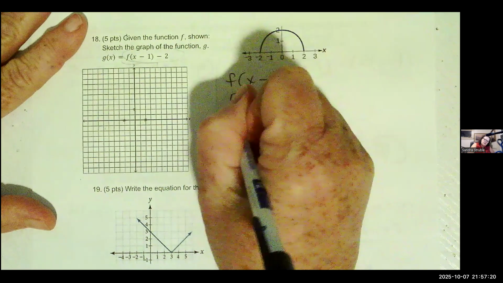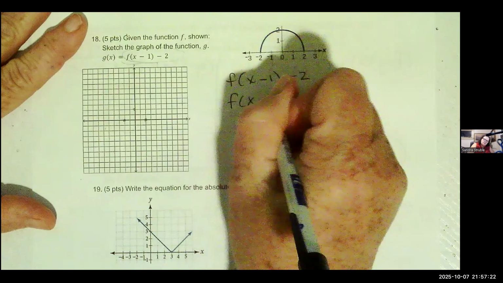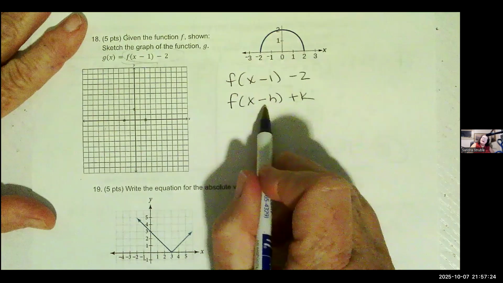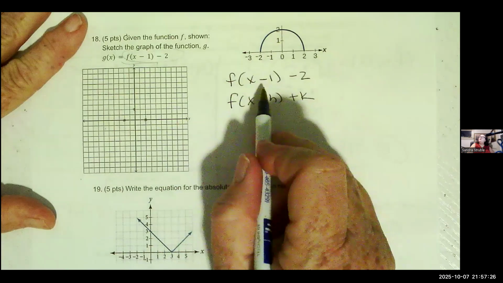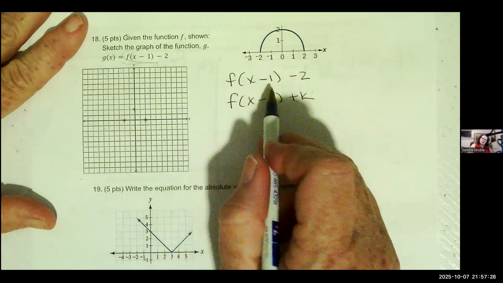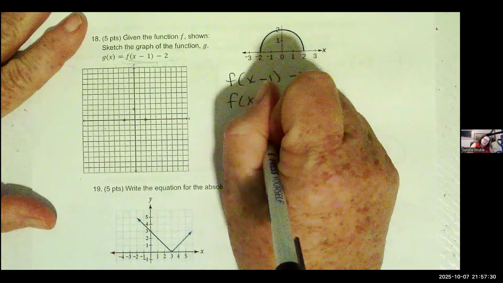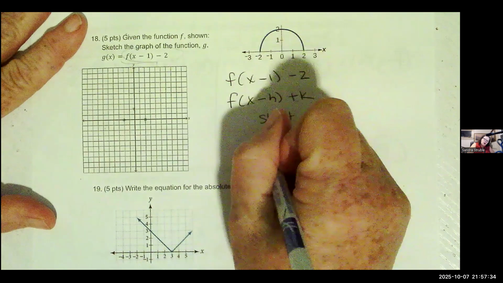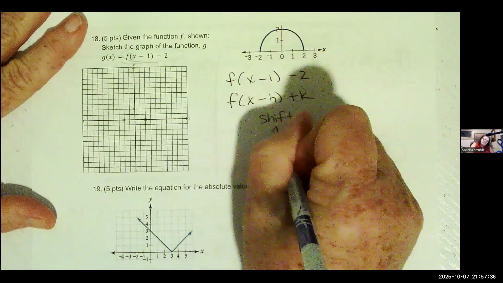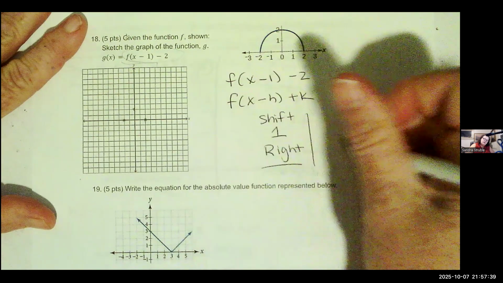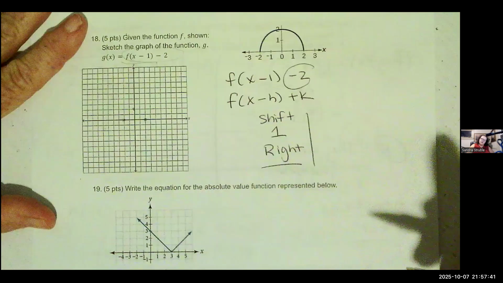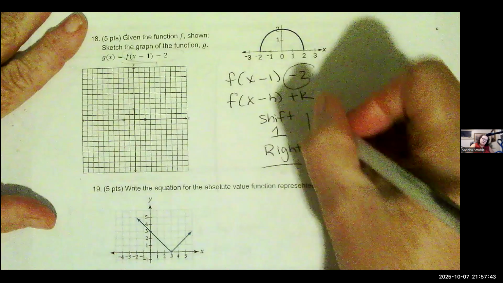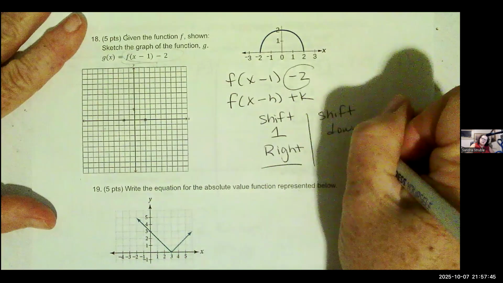Remember, this is based off of the x minus h plus k. In this case, our horizontal shift is 1. We're going to shift 1 to the right because it is positive. This one is our vertical shift, and we're going to shift down 2.